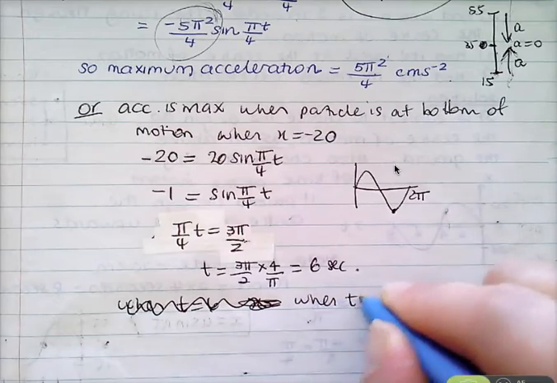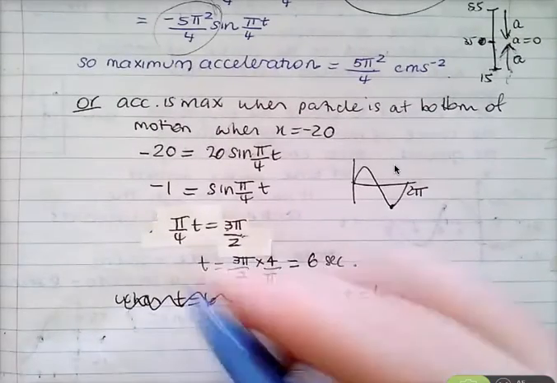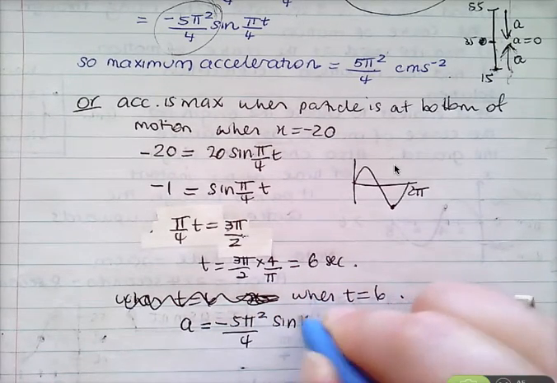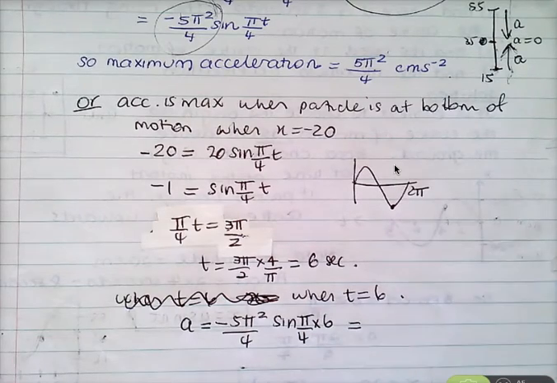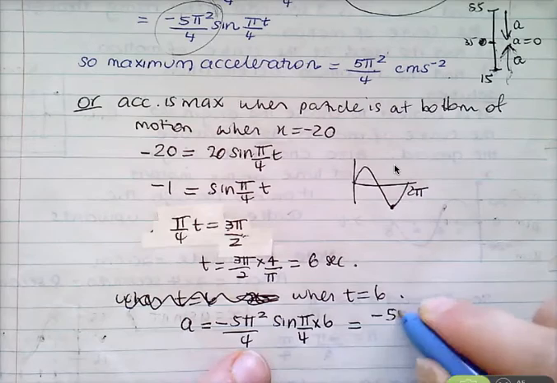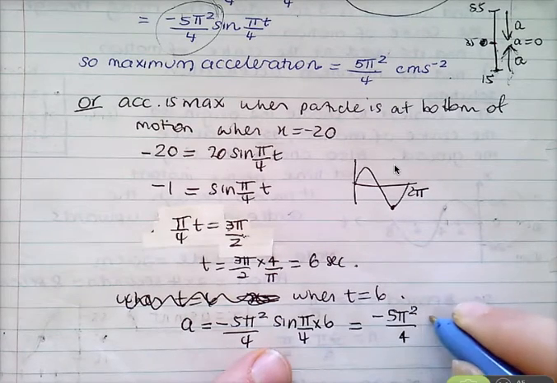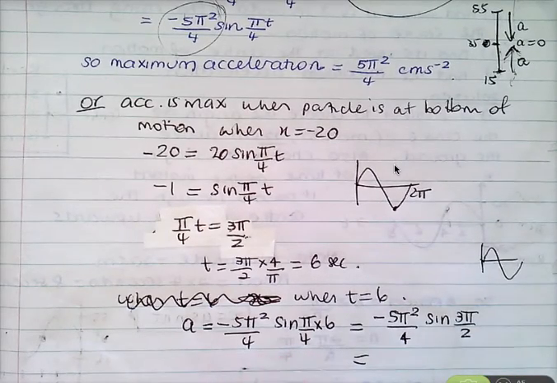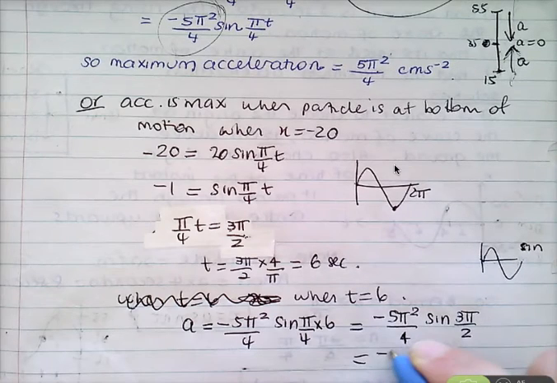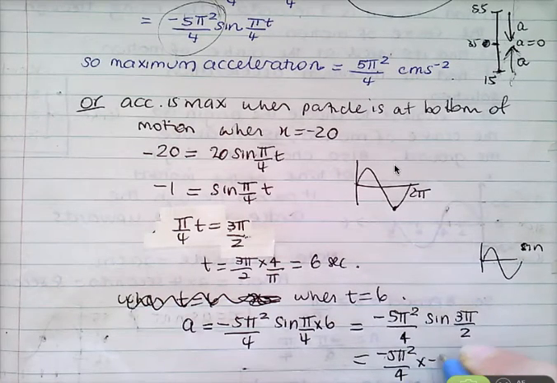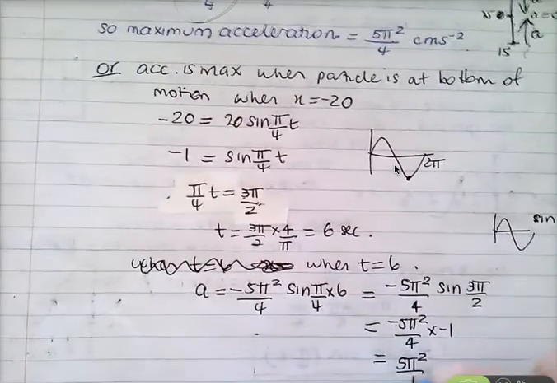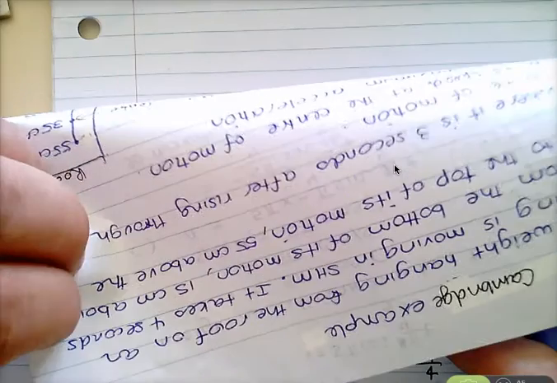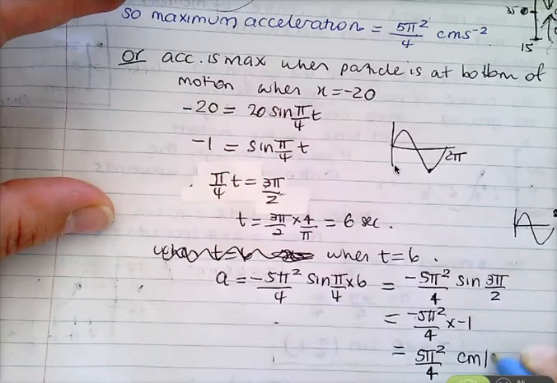Then you can say when t equals 6, you can substitute it into the acceleration equation. Acceleration is negative 5 pi squared on 4 times sine pi on 4 times 6, which is negative 5 pi squared on 4 times sine of 3 pi on 2. Now we know that the sine of 3 pi on 2 is negative 1. So it's negative 5 pi squared on 4 times negative 1, which is 5 pi squared on 4. And the units will be, I think, centimetres per second squared.